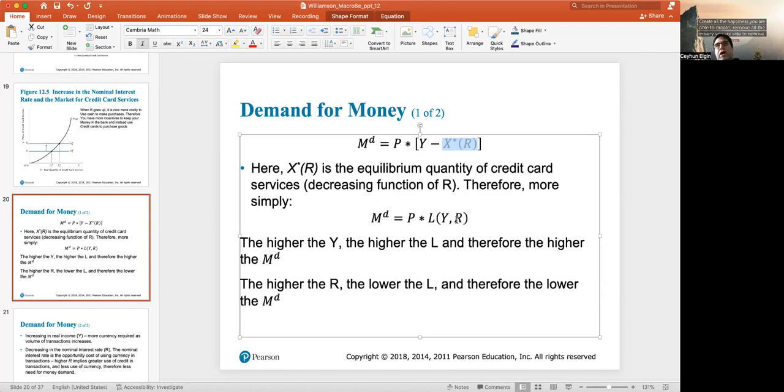Because the higher the R, the higher the R means you are better off keeping the money in the bank, but not carrying it in your pocket because you are getting a higher interest rate. And therefore, you will use more credit cards to make purchases. Okay? So basically, money demand depends positively on P, positively on Y, negatively on R. Okay?